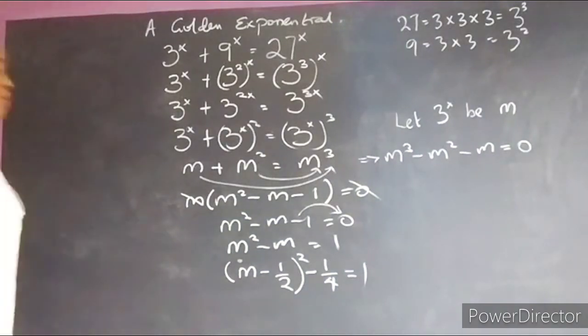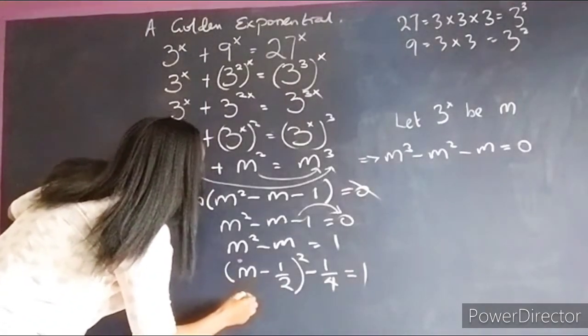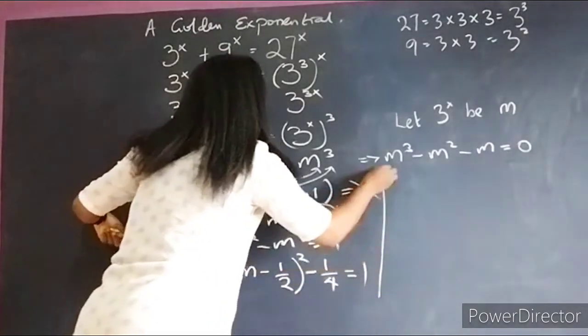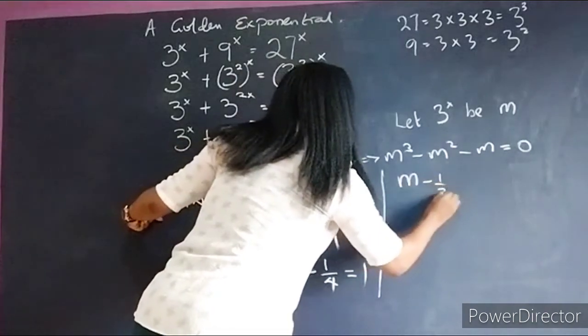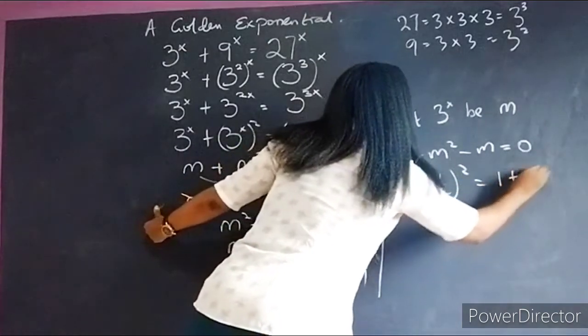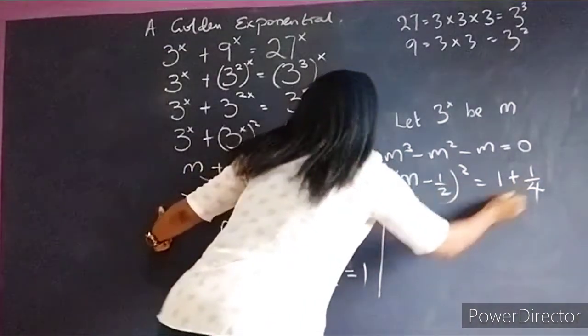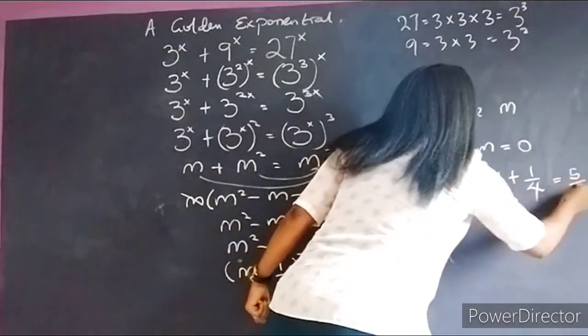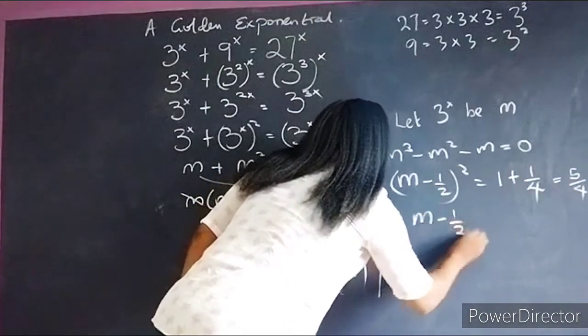So what are we going to do? We're going to move on to this side. We're going to say m minus 1 over 2 squared equals 1 plus 1 over 4. So this will give us 5 over 4. So we say m minus 1 over 2.